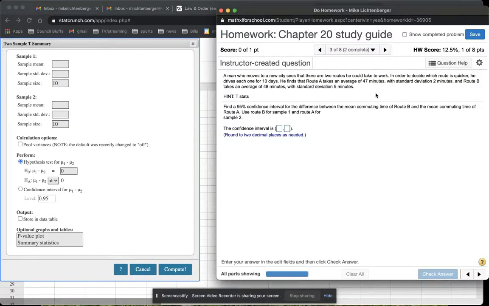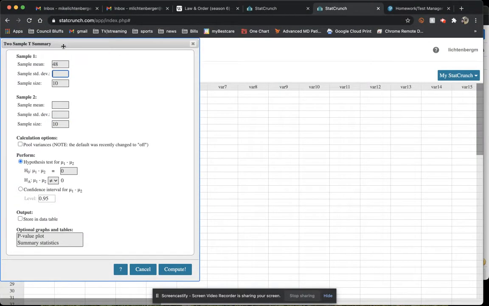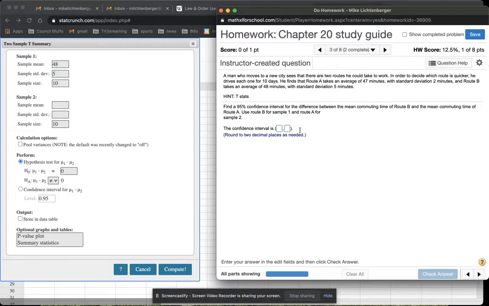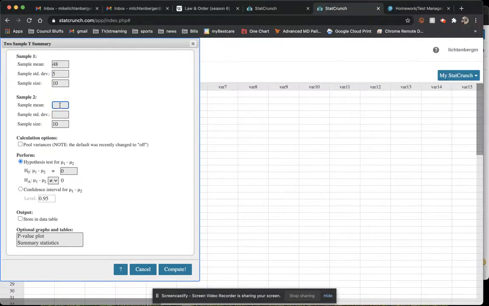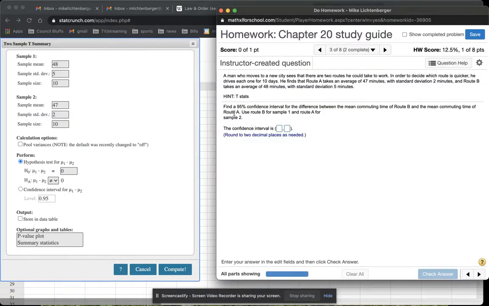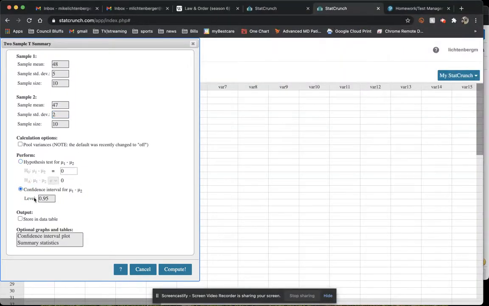So remember, route B is sample 1. So route B takes an average of 48 minutes with a standard deviation of 5. So 48, standard deviation 5. Route A takes an average of 47 minutes, standard deviation of 2 minutes. So this will be 47 and 2. And we want a 95% confidence interval. So confidence interval, 0.95 is already there. And we're going to compute.